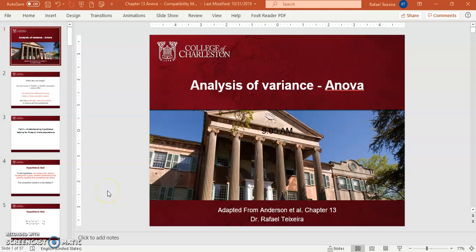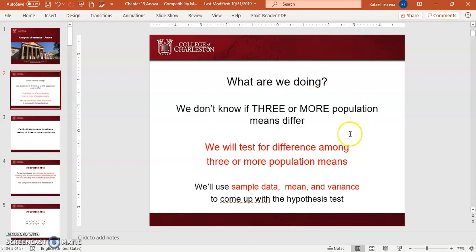Hi, this video is to talk about analysis of variance, also known as ANOVA. This is chapter 13 in our class, and what we are doing in this chapter is comparing three or more populations and determining if they differ. We'll test for differences among three or more population means.